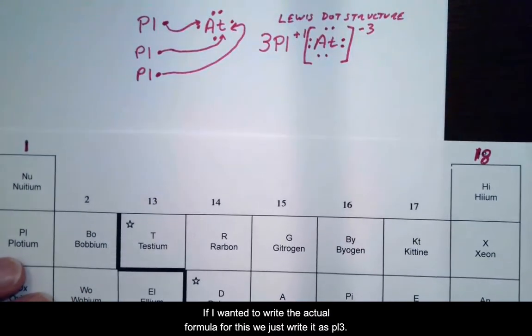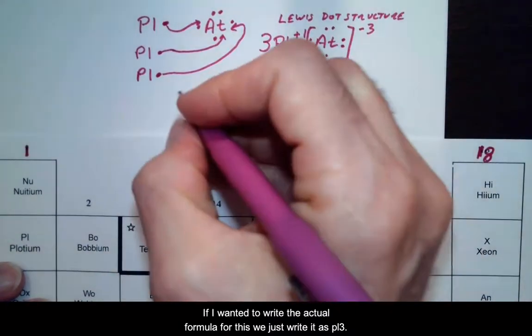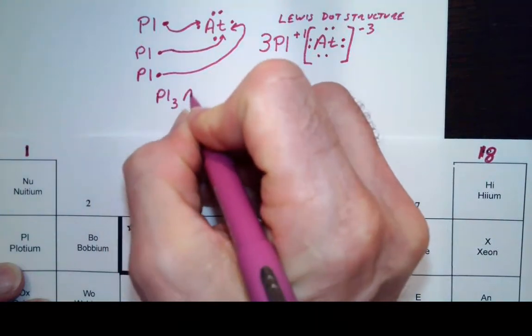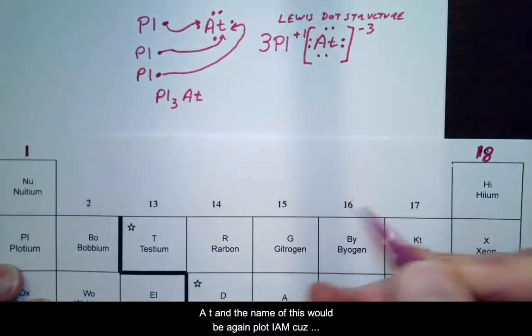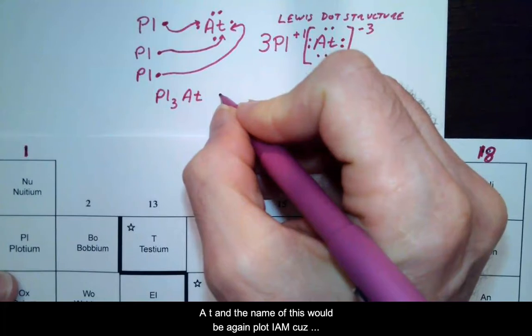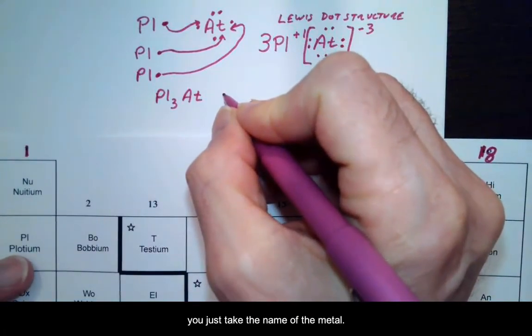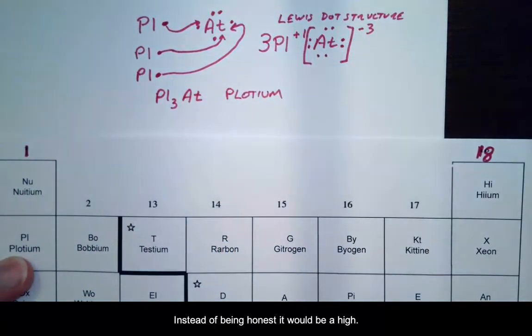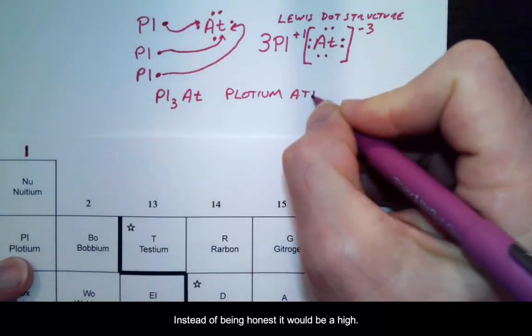And if I wanted to write the actual formula for this, we just write it as Pl3At, and the name of this would be, again, platium, because you just take the name of the metal. And instead of it being Addis, it would be attide.